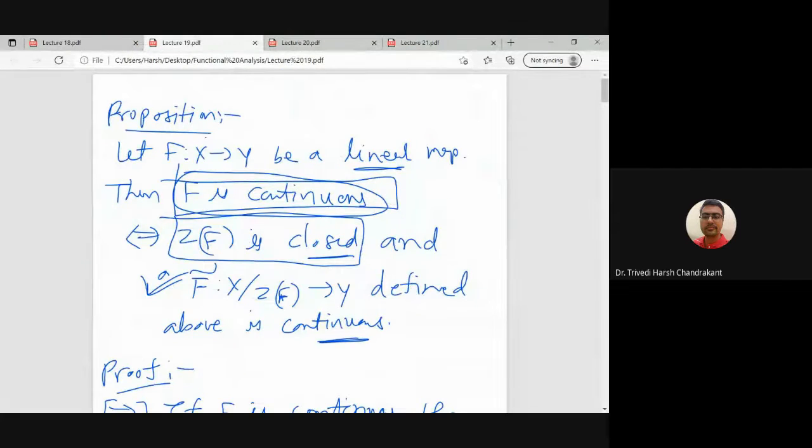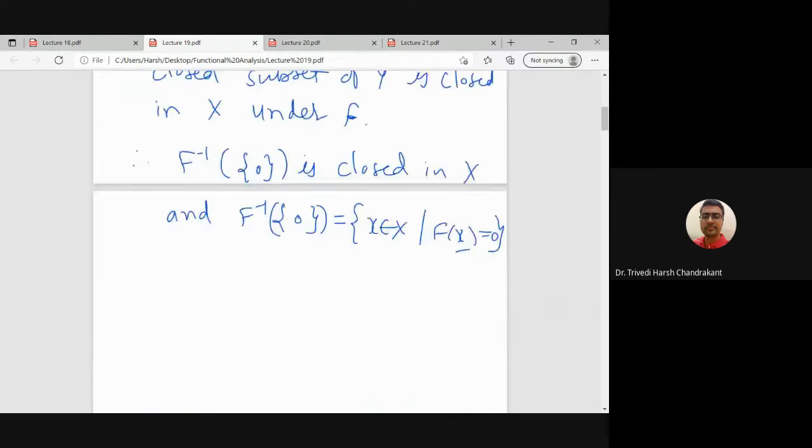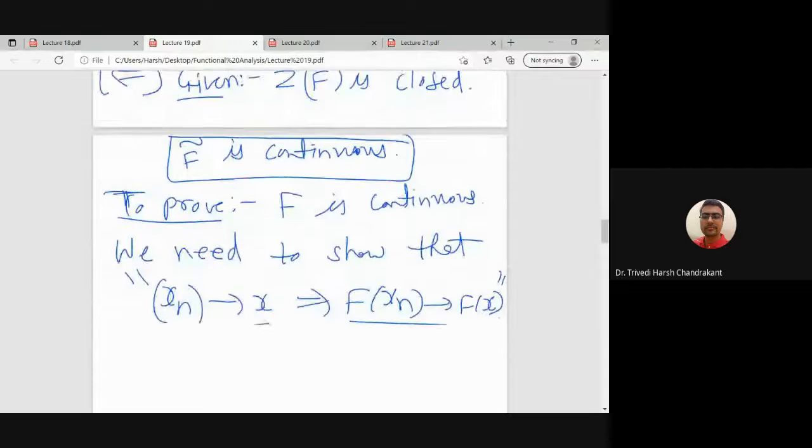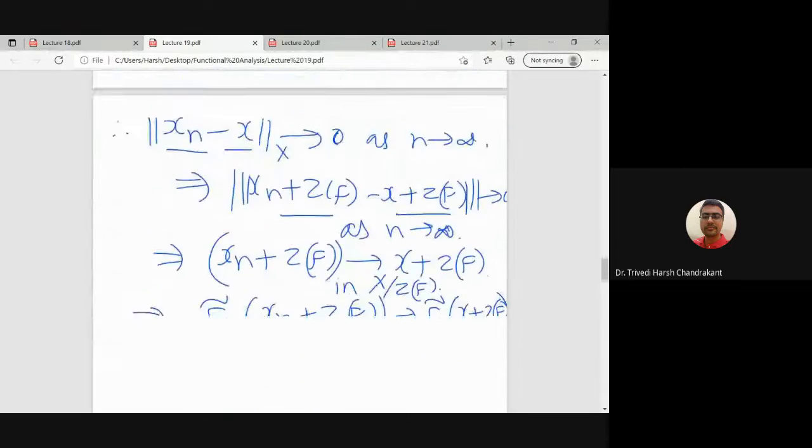And one more equivalent condition which we discussed in the last lecture is in terms of quotient spaces. So F is a linear map from normed linear space X to normed linear space Y. That function is continuous if and only if the kernel is closed, so the set of all elements in the kernel is closed, and the quotient map F tilde is also continuous. So this is one of the equivalent conditions, and then we discussed an example of a discontinuous function, which is a linear map defined on an infinite dimensional vector space.